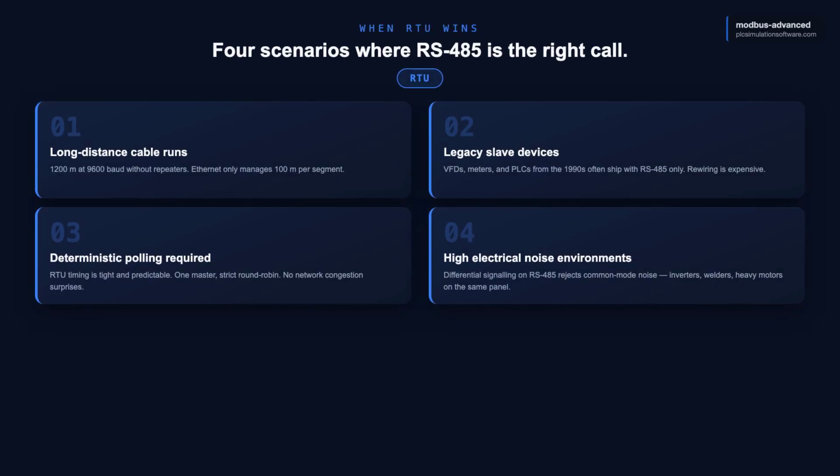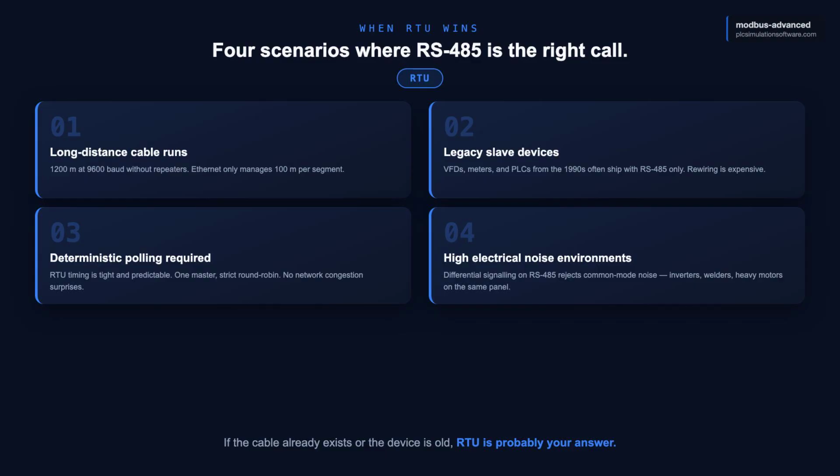RTU wins in specific situations. The first is long-distance runs in environments where Ethernet would need media converters anyway. A long serial line is cheaper and simpler than a long fiber run plus media converters. The second is legacy slaves that only speak serial. Old variable frequency drives, smart temperature transmitters, gas detectors, weight indicators. Many industrial devices ship with RS485 and no Ethernet at all.